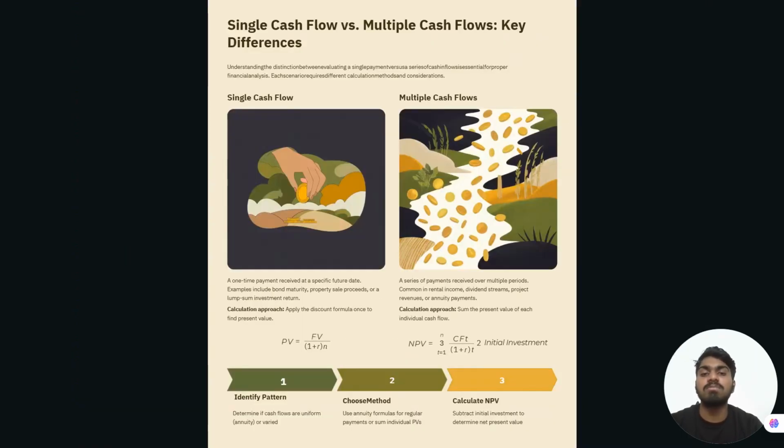Single cash flow versus multiple cash flows. When analyzing cash inflows, we may deal with either a single payment or a series of payments. A single cash flow could be a bond maturity or a property sale, while multiple inflows are common in rentals, dividends, or project revenues. For each cash flow, we find its present value, sum them, and subtract the initial investment to get the net present value. If NPV is positive, the investment creates value.